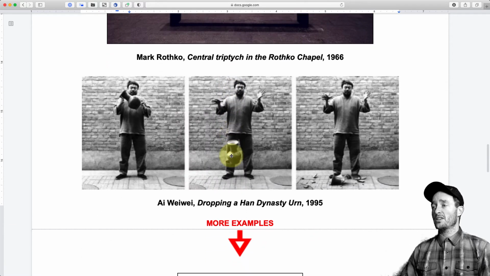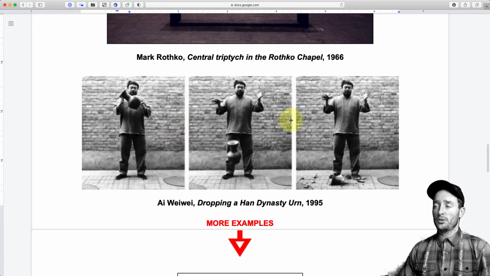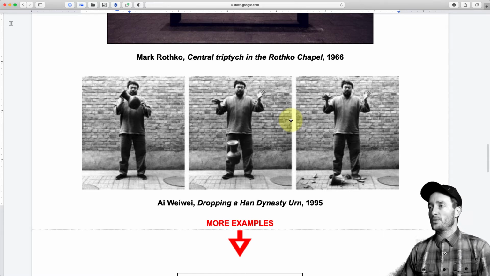This is our example of a conceptual triptych. This is called the Dropping an Han Dynasty Urn by the artist Ai Weiwei. Now when you look at these three images, they're in sequence, and they're not person, place, or thing, but they're an example of concept in three different images. So I thought that would be a good example for us to look at.